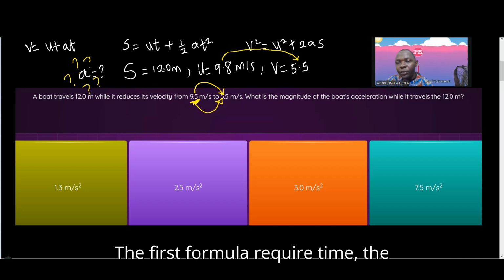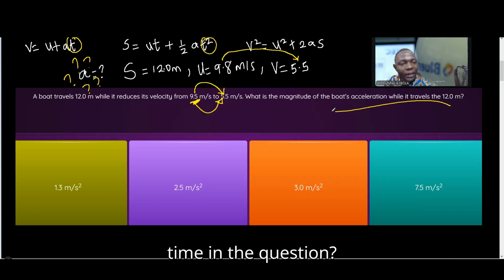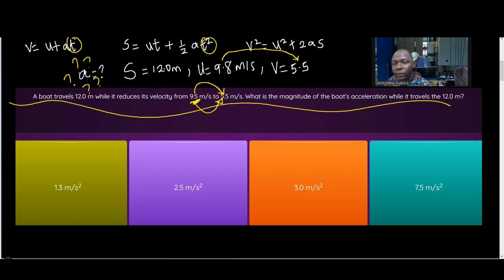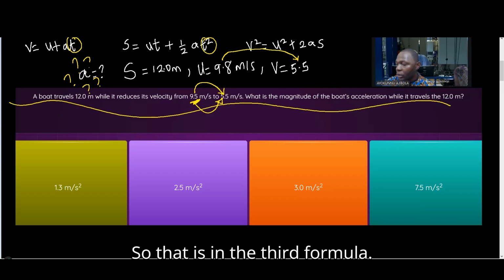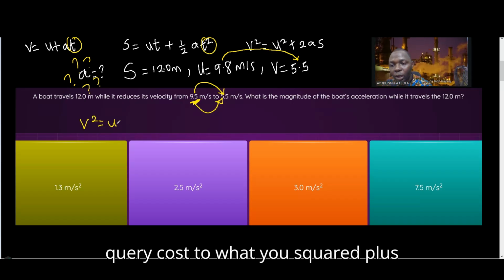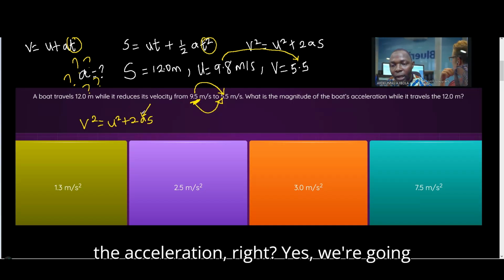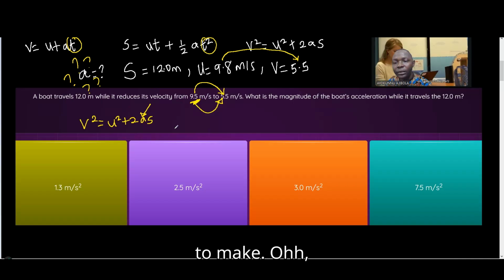The first formula requires time. The second formula requires time. Is there time in the question? No. So we're using the third formula. V squared equals what? U squared plus 2AS. And we're looking for the acceleration, right? Yes, we're going to make A the subject of the formula.